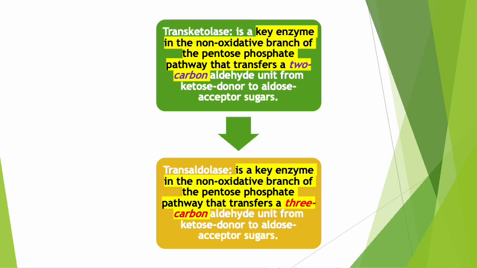Now, there are two main classes of enzymes involved in the pentose phosphate pathway, which are your transketolases and transaldolases. In definition, transketolases are a key enzyme in the non-oxidative branch of the pentose phosphate pathway, which transfers a 2-carbon aldehyde unit from the ketose donor to the aldose acceptor sugars. While your transaldolases are also a key enzyme in the non-oxidative branch, which transfers a 3-carbon aldehyde from the ketose donor to the aldose acceptor sugars.